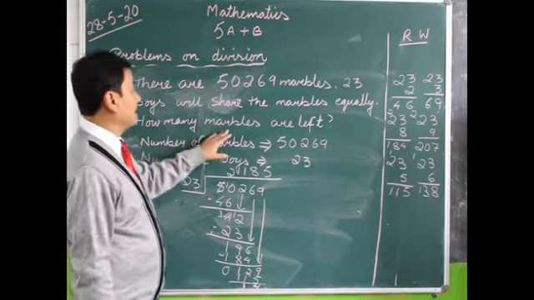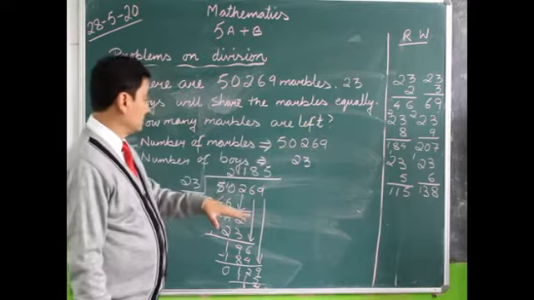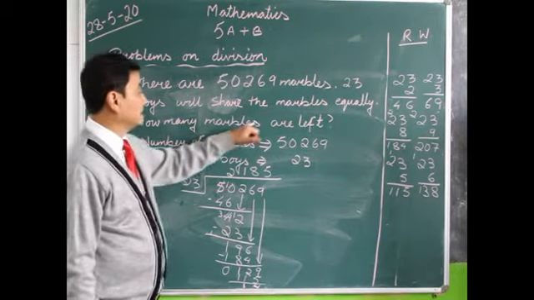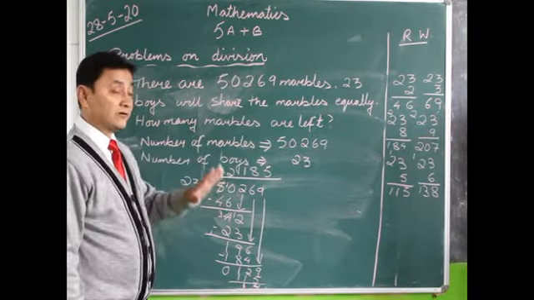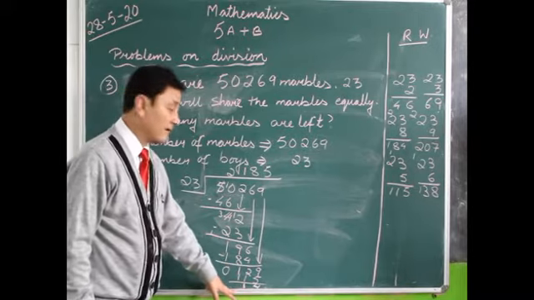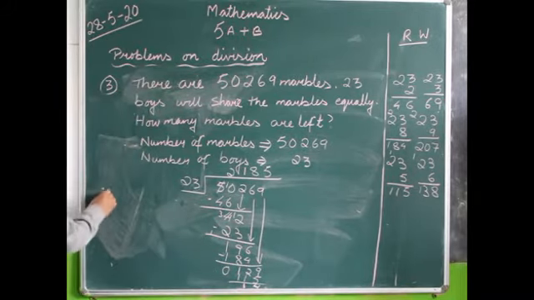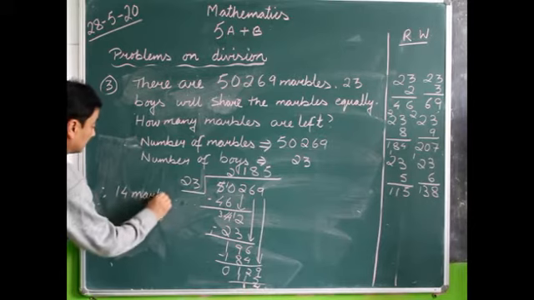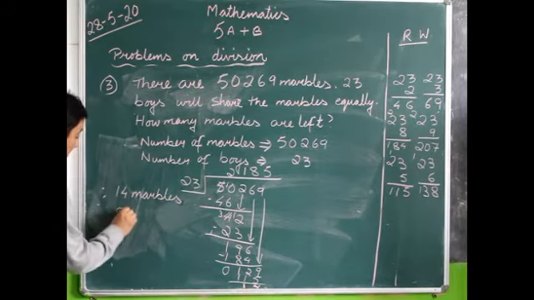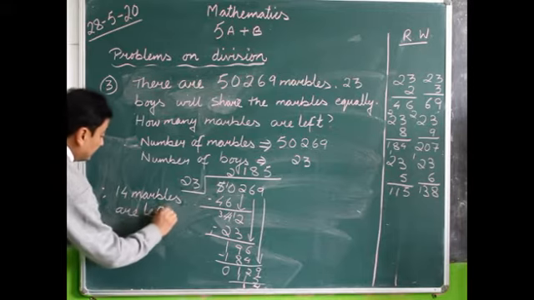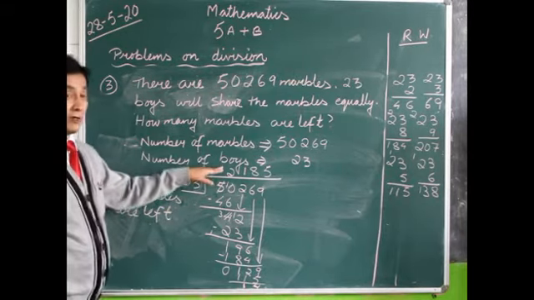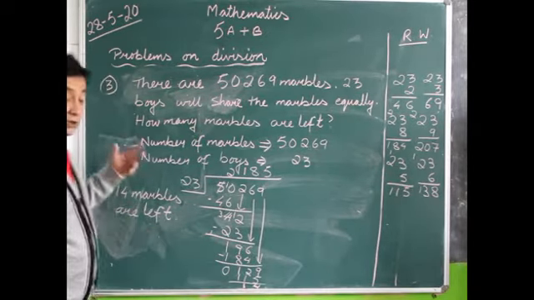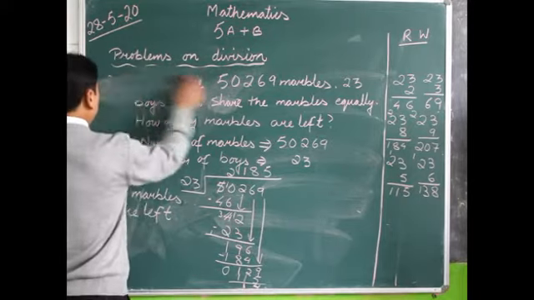So now let's look at what the question says. How many marbles are left? It is not saying how many can each get. It is saying how many marbles are left. Means we have to write the remainder as the answer. How much remainder? 14. So therefore, 14 marbles are left. Okay, we don't have to write the top one. The question tells us to write the remainder. That means remainder. So let's do a third one.